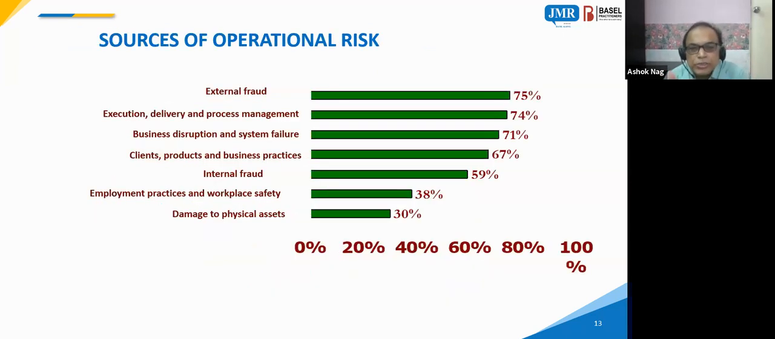Now, if you see the sources of operational risk, which have been studied, and one of the studies, it is a little bit of an earlier study, but it's the way that external fraud and your execution, delivery, and process management, business disruption, system failure. You can see what the percentages are in this.